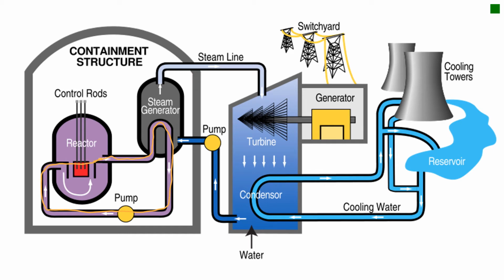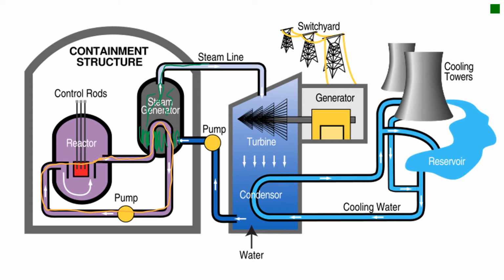Then we've got a secondary system of water. The secondary system water is right here. It comes into contact with the pipes of the primary system right here. It is not kept under pressure, so as soon as it touches those extremely hot pipes, it instantly turns into steam.